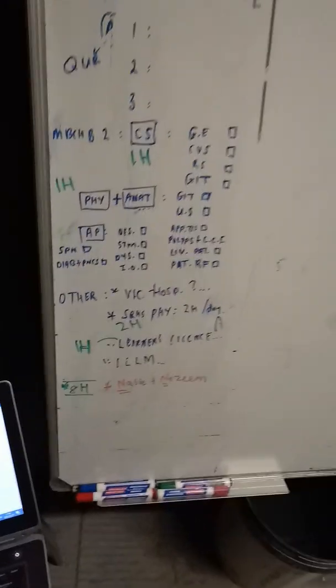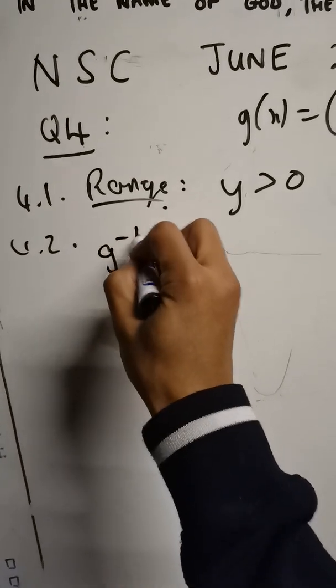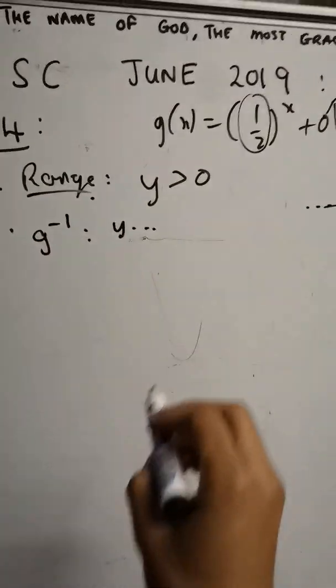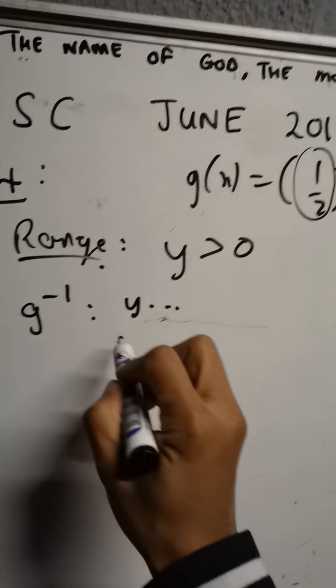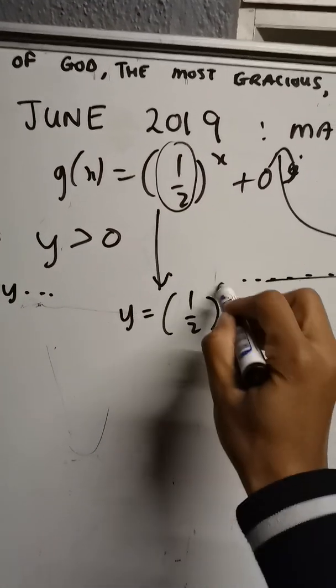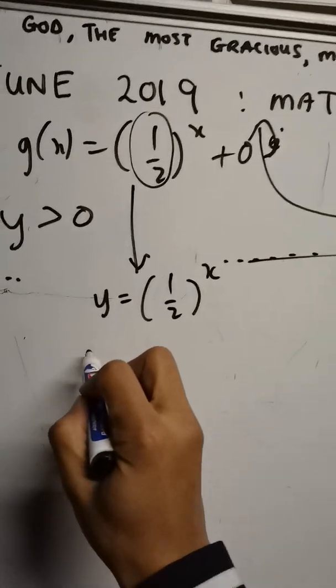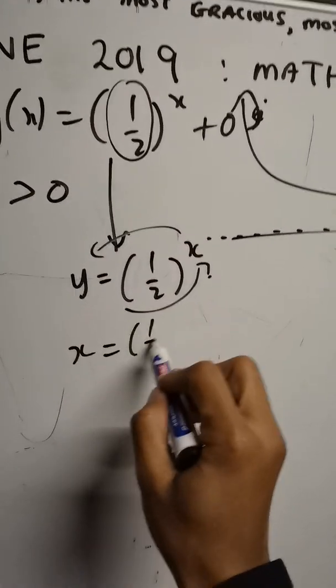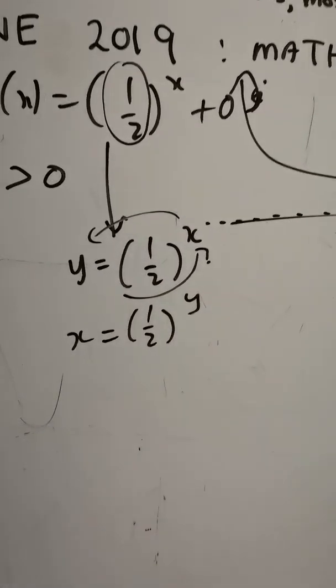4.2. The question is, determine the equation of g to the negative 1, which is the inverse, in terms of y. So we know that g of x is y equal to a half to the power of x. For the inverse, you swap the x and the y, so we're going to get x equal to a half to the power of y.